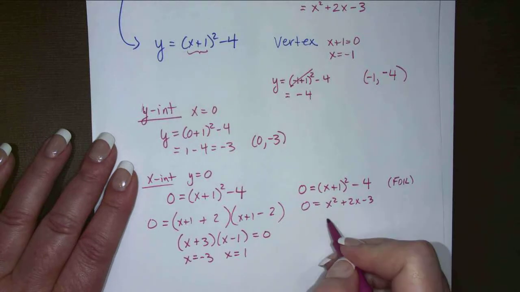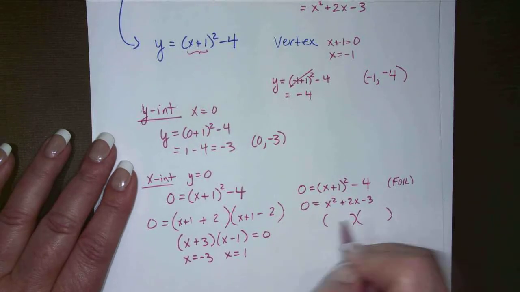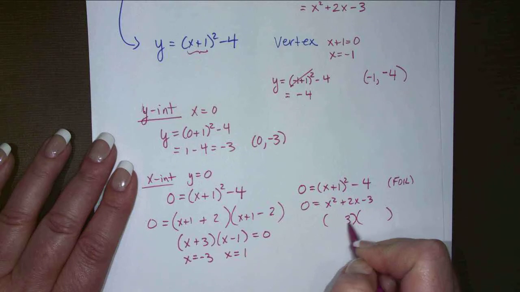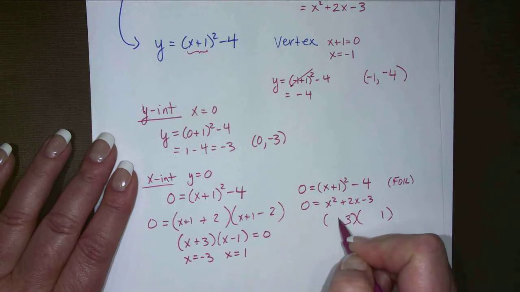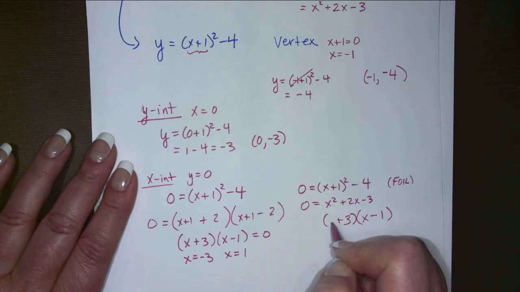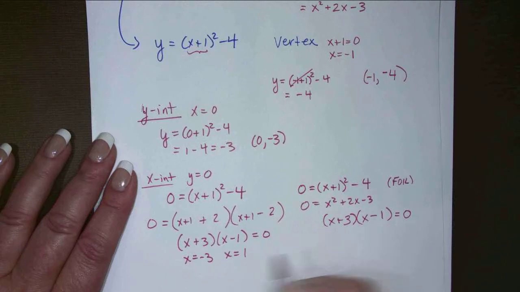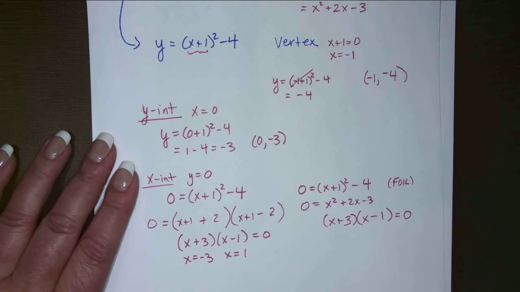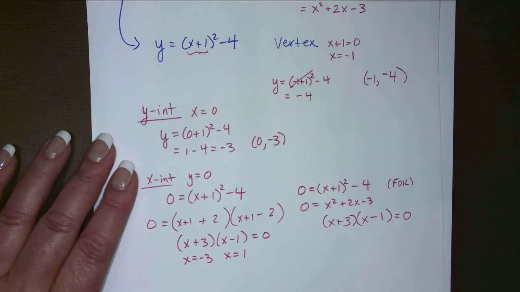Now this one, if we factored it, what would we get? Two numbers that multiply to give 3, 3 and 1, and add to give 2. Same thing? Okay. So either way, difference of squares.